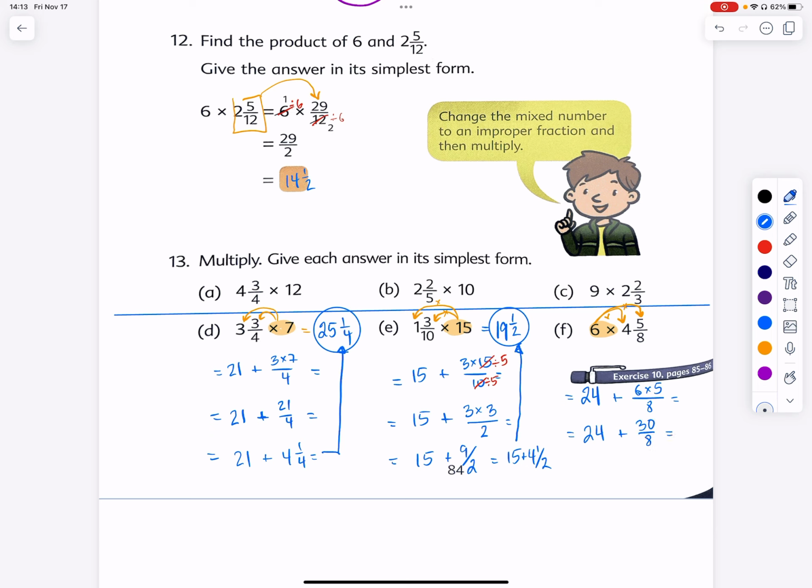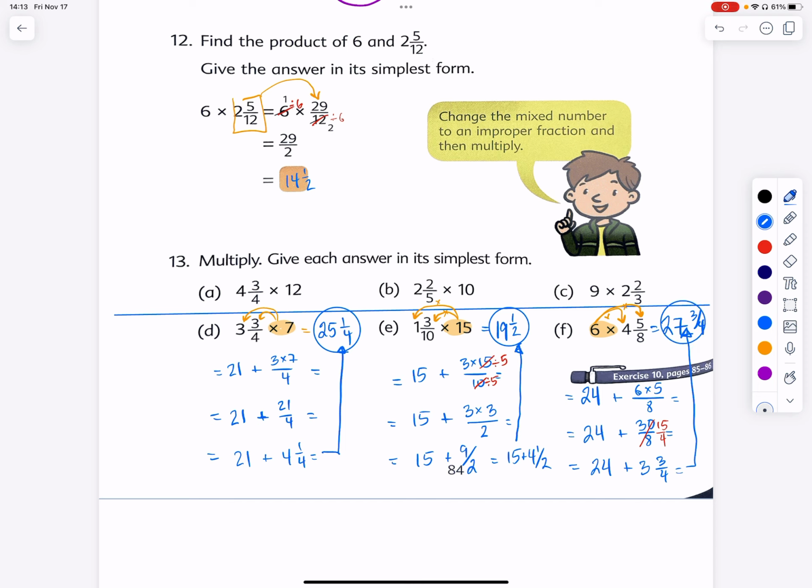We can simplify it by dividing by 2, and it becomes 15/4, quarters, right? We can simplify it like that. So now we have 24 plus 15 quarters, which is the same as 3 and 3 quarters. And the answer is 27 and 3 quarters.